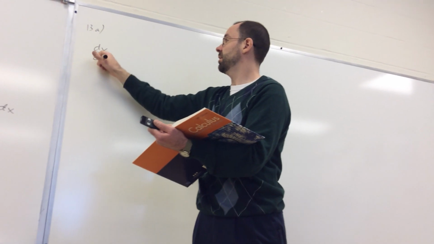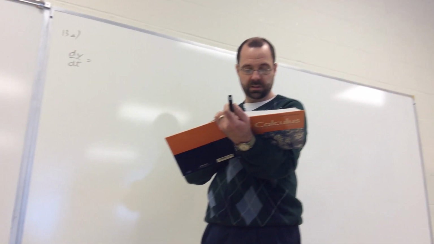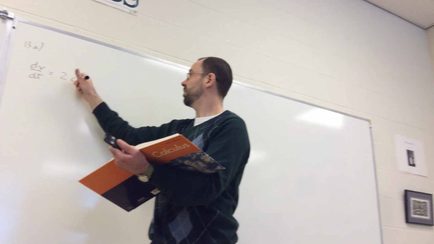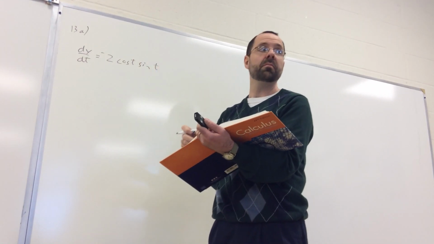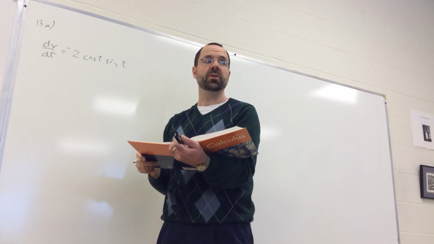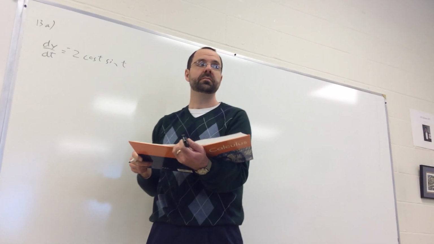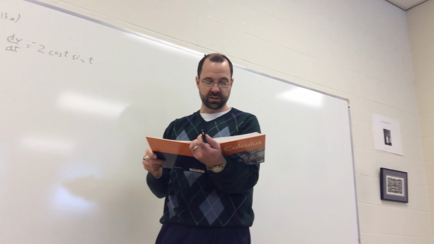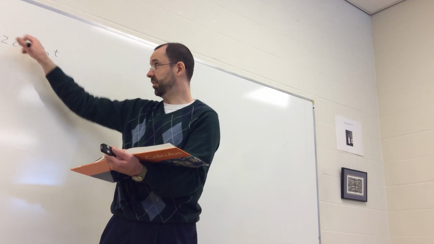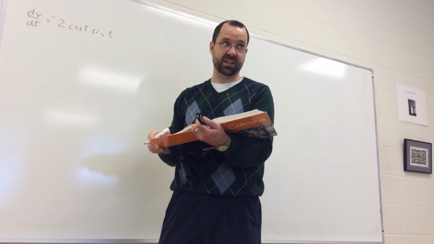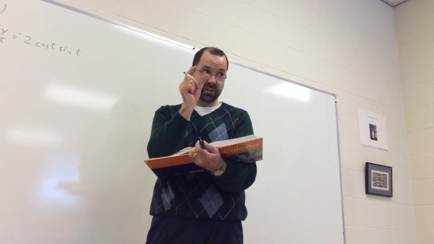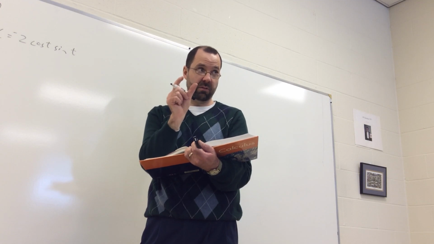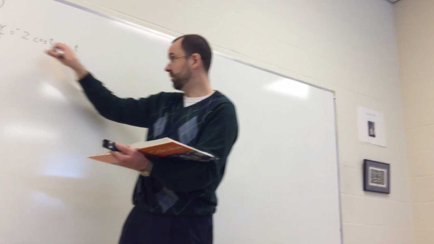So dy dt is 2 cosine of t times negative sine of t. You okay with that derivative? So the cosine is being squared, so I brought the 2 out front. And then cosine is now to the first power, because I subtracted 1 from the exponent. But it was a chain rule problem, because cosine was sitting inside of the square. So I had to multiply by the derivative of the cosine, which is negative sine.